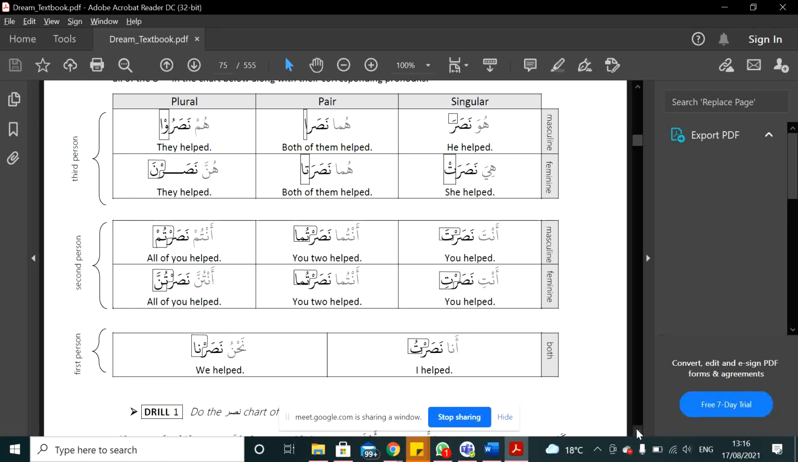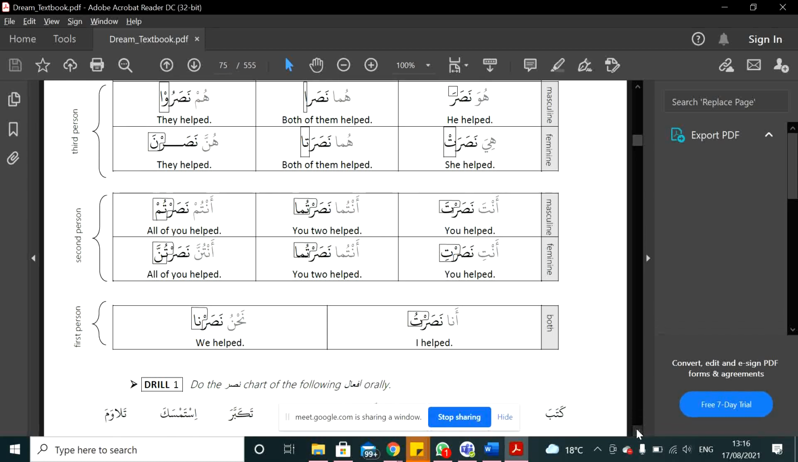Very well done. Now I will give you a word which is drill 1, and kataba means to write, right? I want you to put kataba into the chart and give me a kataba chart. So I would like Sister Raisa to give me a kataba chart. Okay. Huwa kataba. Huma kataba. Hum katabu. Hiya katabat. Huma katabata.